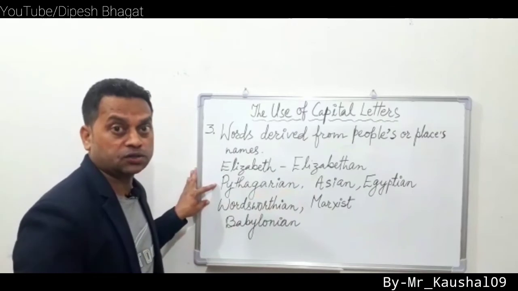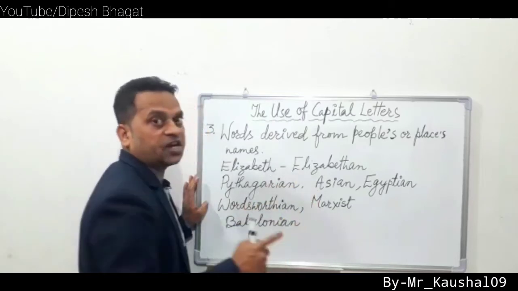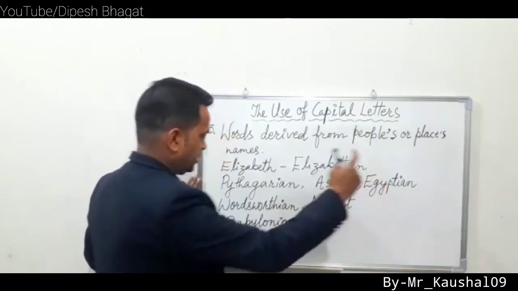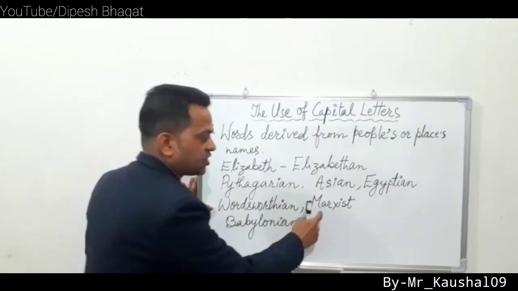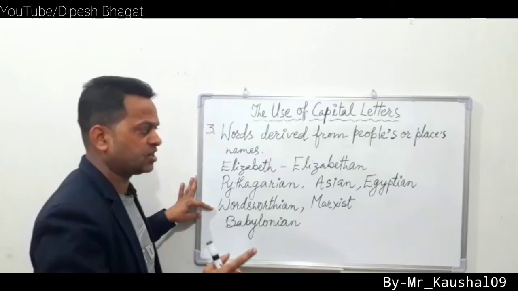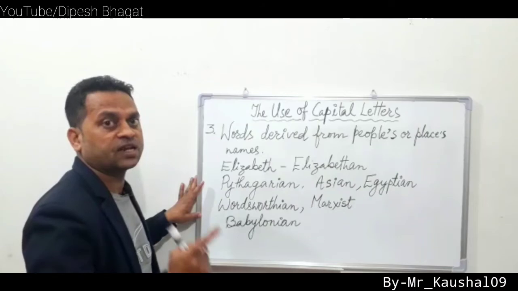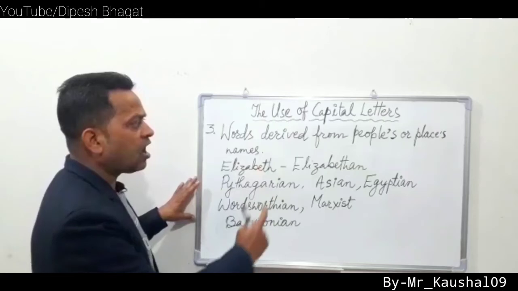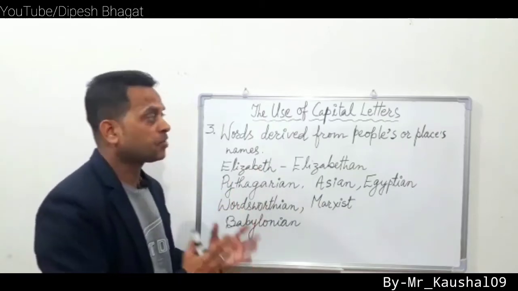Pythagoras was the name of a mathematician, a scientist. From Pythagoras, Pythagorean, right? Asia is the name of a place, a continent. Now Asian, Egypt, Egyptian. Wordsworth, a poet, Wordsworthian. Marxist, Karl Marx. Marx is the name of a person, from Marx, Marxist. Babylonia is the name of a place, a state, right? Now from Babylonia we can make Babylonian. So these are the names that are derived from people, someone, person or place.